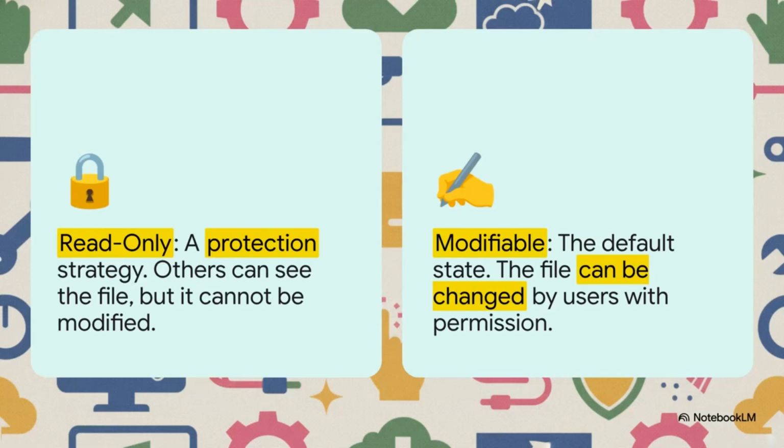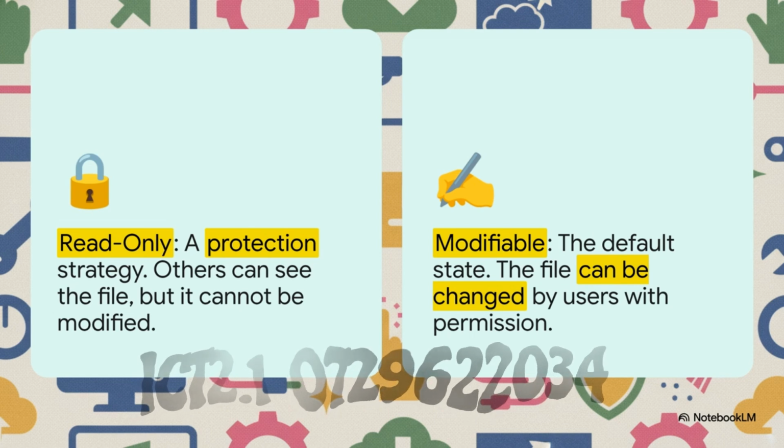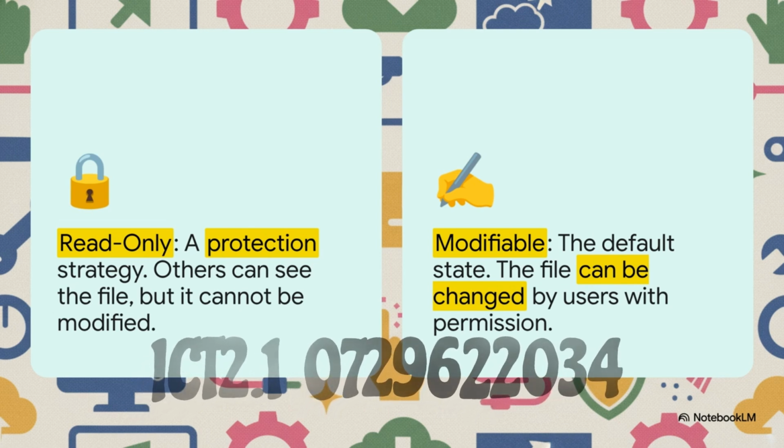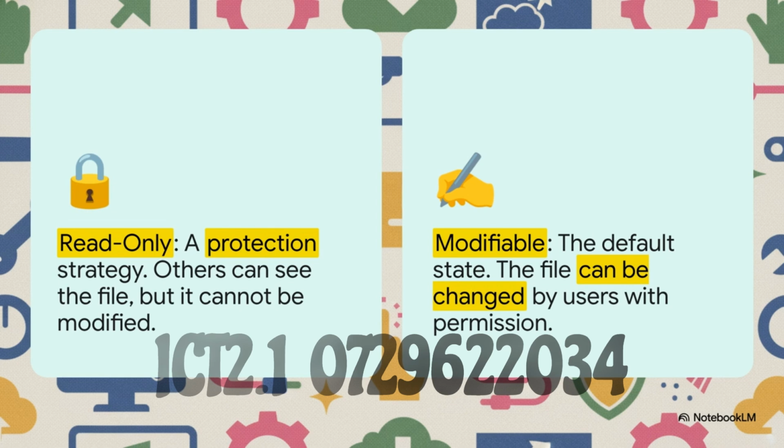Now, file permissions, these are basically like a digital lock and key. By setting a file to read-only, for instance, you can protect it from being accidentally changed or even deleted. It's a super simple but really powerful security feature that's usually just a right-click away in your file's properties.